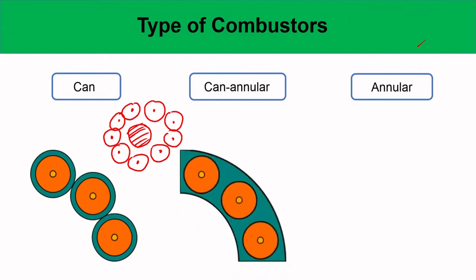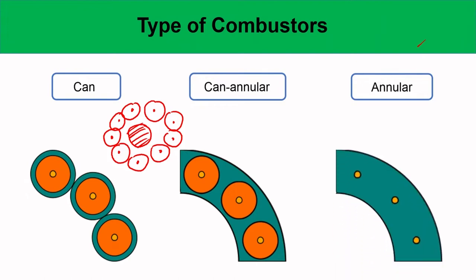In the can annular manner, it's similar to the can combustor, but there is also this shroud surrounding these cans, and there is some airflow that can happen across these different can annular combustors. In the annular combustor, you see that the injectors are just placed in this annular space, and there is absolute interaction between all the individual burners, where the flame is essentially stabilized like this. There is nothing that physically separates this flame from each other, and the flame and flow can interact.